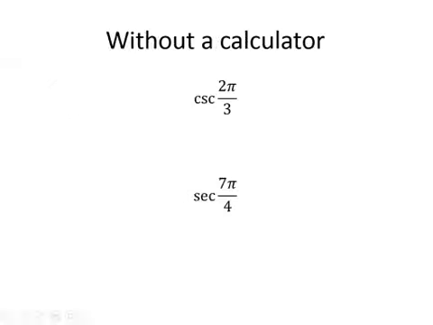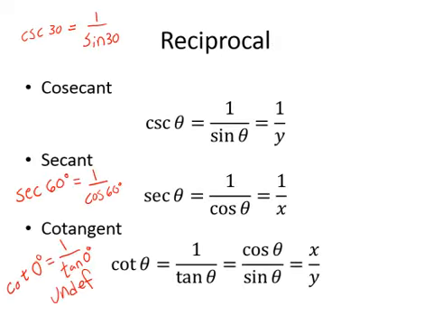And now you will have undefined values for these reciprocals, because you do have zeros. Sine of 0 is 0. So that means the cosecant will be undefined at 0 degrees. Okay. So you will have undefined points on these numbers.